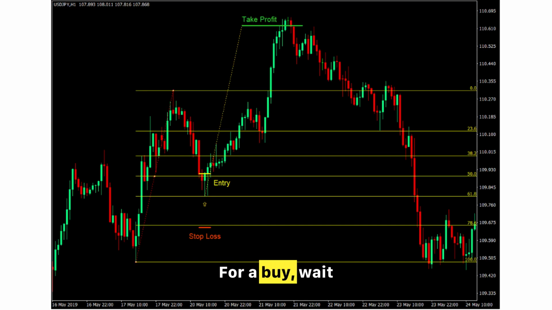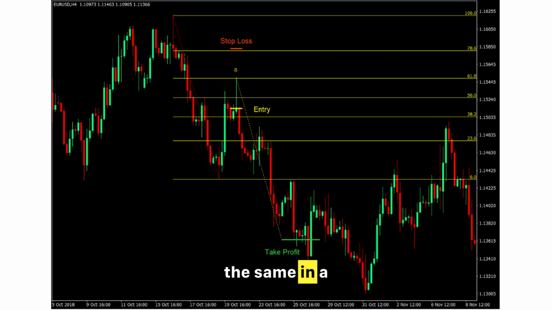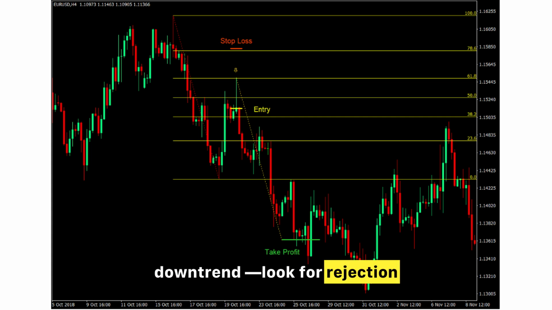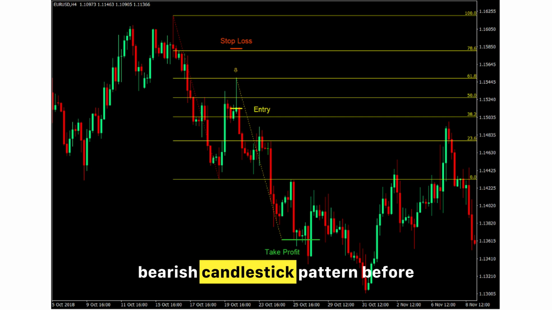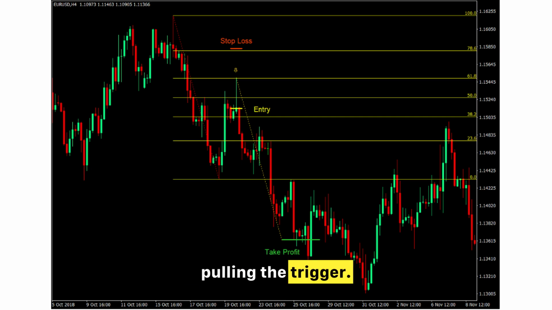For a buy, wait for price to pull back into this zone in an uptrend, then bounce. For a sell, do the same in a downtrend. Look for rejection in the retracement zone. Confirmation? Add a bullish or bearish candlestick pattern before pulling the trigger.